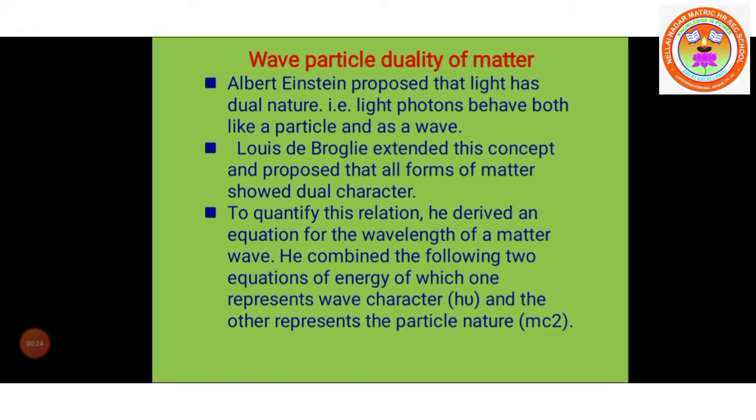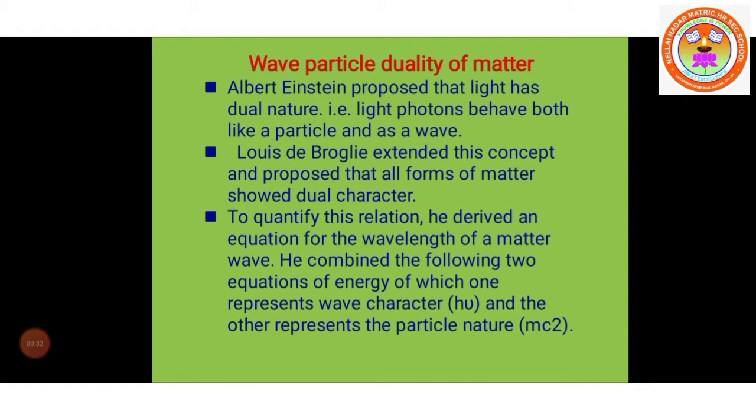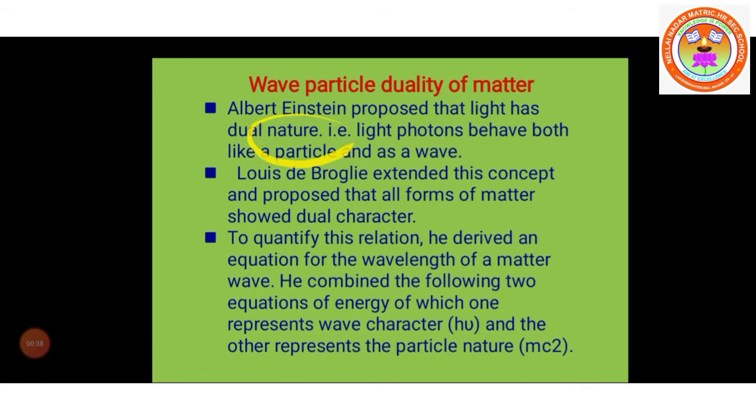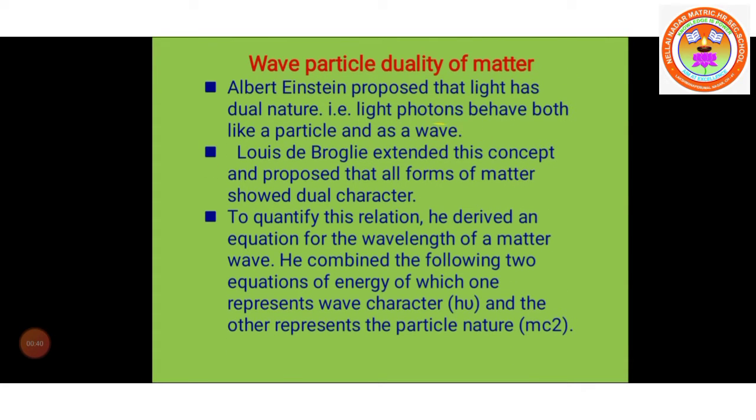Albert Einstein proposed that light has dual nature. So what is the dual nature it has? It behaves like a particle as well as a wave. So we can say the light energy is photons. Photon means small packet of energy. So light photons behave both as particle as well as wave.